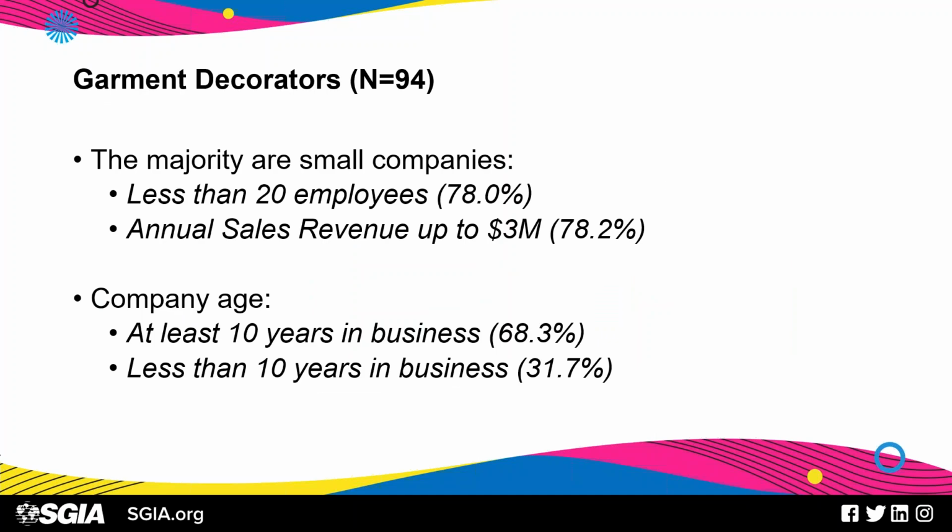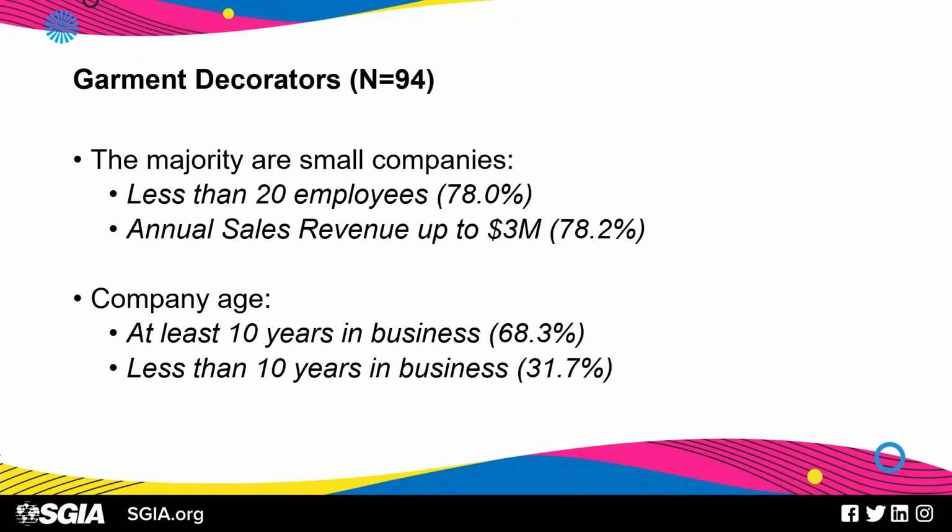Okay, enough about graphic and sign producers for now. We are moving to garment decorators. The number of the companies who responded to our survey was 94. The majority are small companies. 78% had less than 20 employees, and their annual sales revenue was no more than 3 million for 78.2% of the companies.